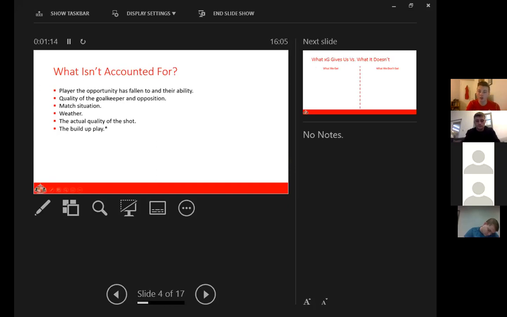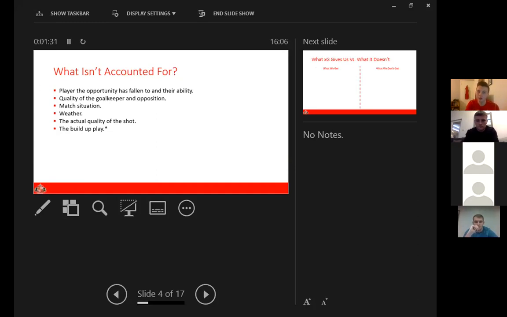It doesn't account for the quality of the opportunity to play, the player's ability. So for example, if it's from a corner and it drops down to a centre half, say in League Two, it's exactly the same chance going on expected goals theory that the defender would score as Lionel Messi would, which obviously opens up some questions.